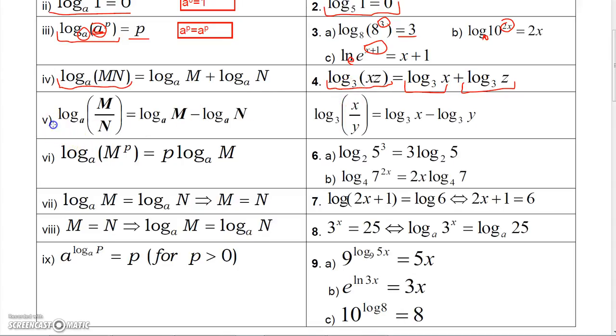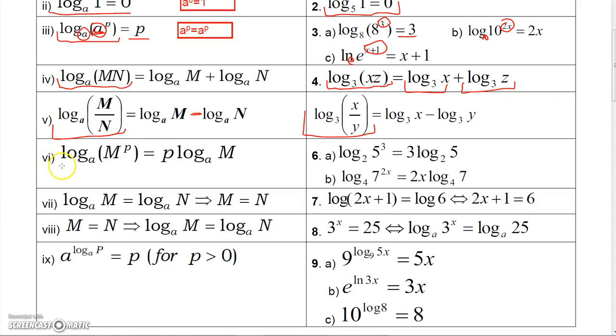Okay, for a quotient it works similarly, but the log of a quotient is actually the difference of the logs. So if you have the log of m over n, then that would be the log of m minus the log of n. So for instance, if you had the log of x over y base 3, that would be the log of x base 3 minus the log of y base 3. Or again, you could go the other way. If you had log of x base 3 minus log of y base 3, you could actually write it as a single log, log of x over y.